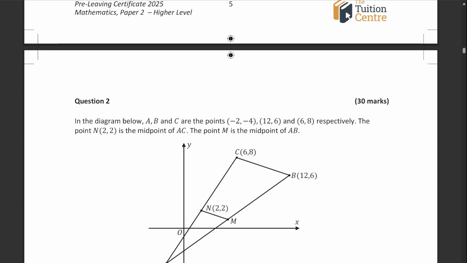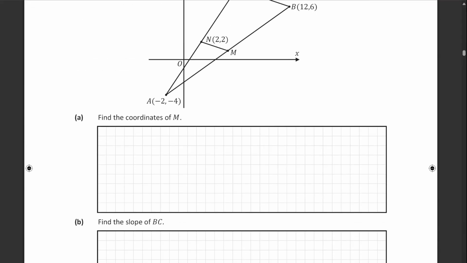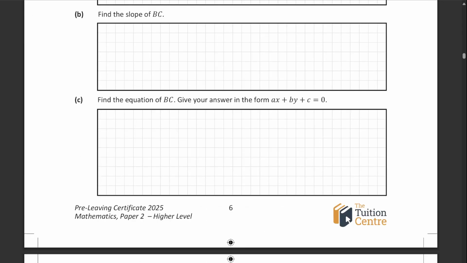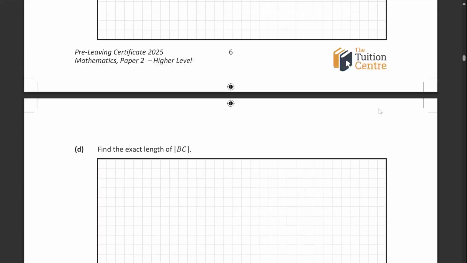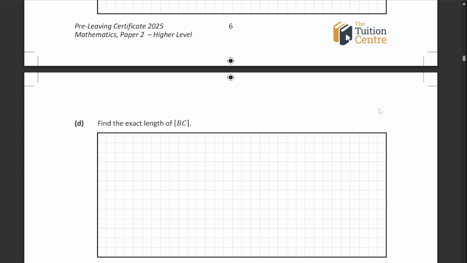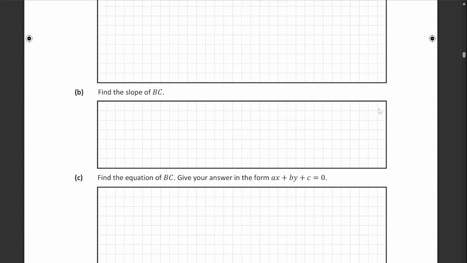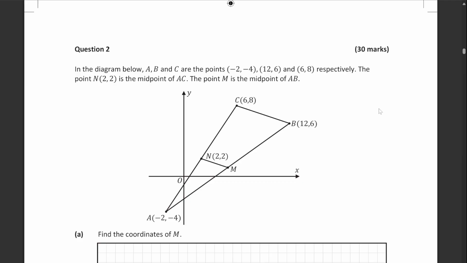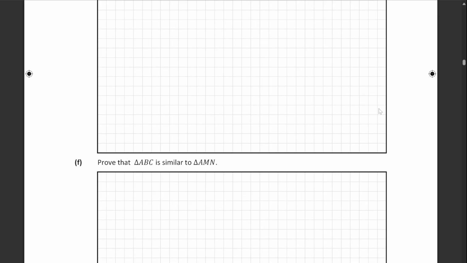Okay, in the diagram, A, B, and C are those points. N is the midpoint of AC, M is the midpoint of AB, find the coordinates of M. Fine, slope of BC, fine, that's just using formulas. Equation of BC, given your answer in that form, that's fine. Exact length of BC, well, what are we given? Yeah, that's just distance between points, so that's okay. Exact value of the perpendicular distance from point A to the line BC. Okay, that's just using formulas, but no similar triangles.